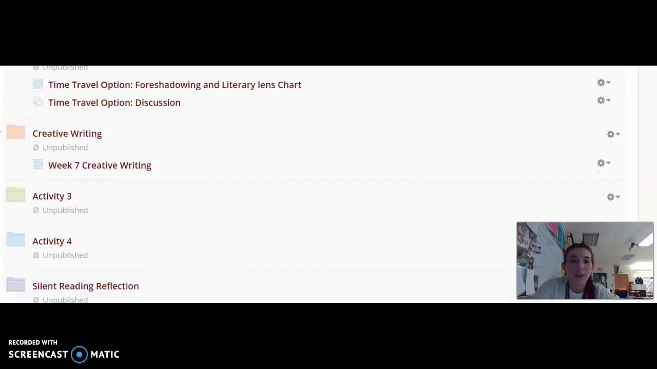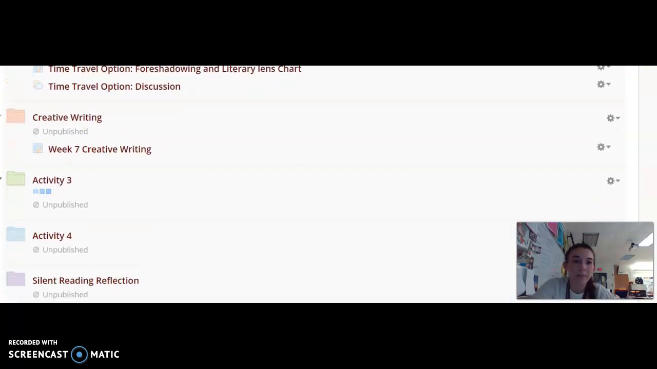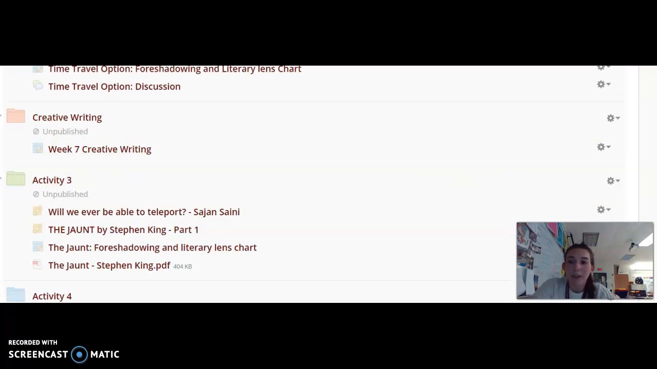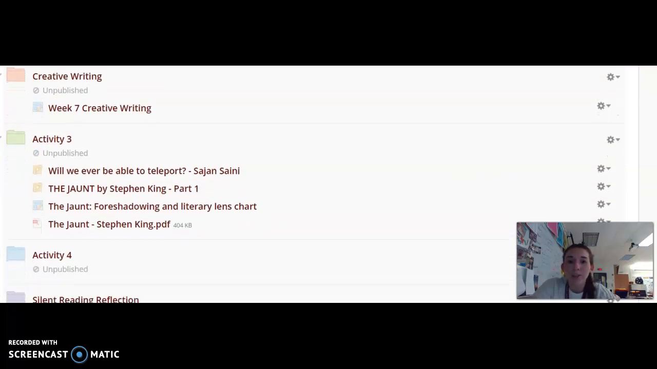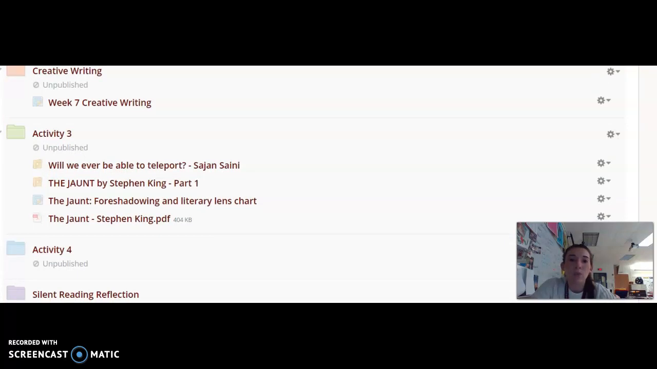Alrighty, continuing on for activity 3. We are now moving from time travel into teleportation. And the question of, will we ever be able to teleport? We are going to be reading The Jaunt by Stephen King.